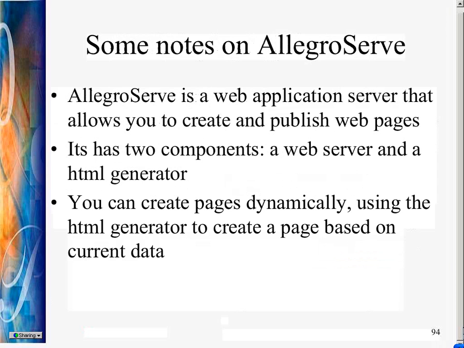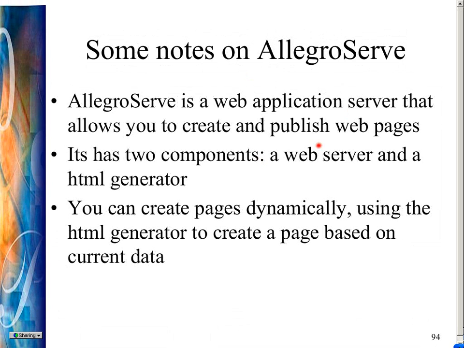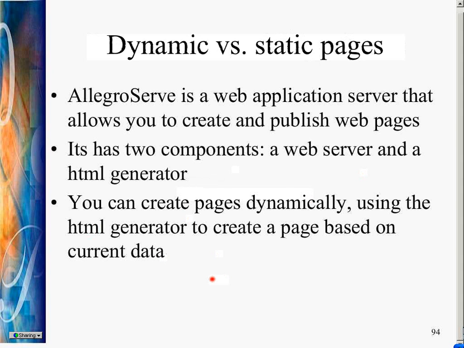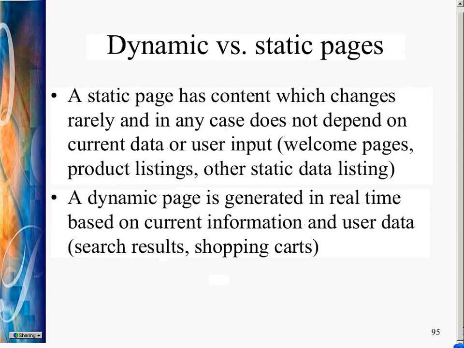There's another application defined in Allegro CL called Allegro Serve. The web application server allows you to create and publish web pages, and it generates HTML, and you can create pages dynamically, and modify them dynamically. A static page has contents which change rarely, like the head page of your web site. A dynamic page is generated in real time based on current information. So a shopping cart of a store website is a typical dynamic page.